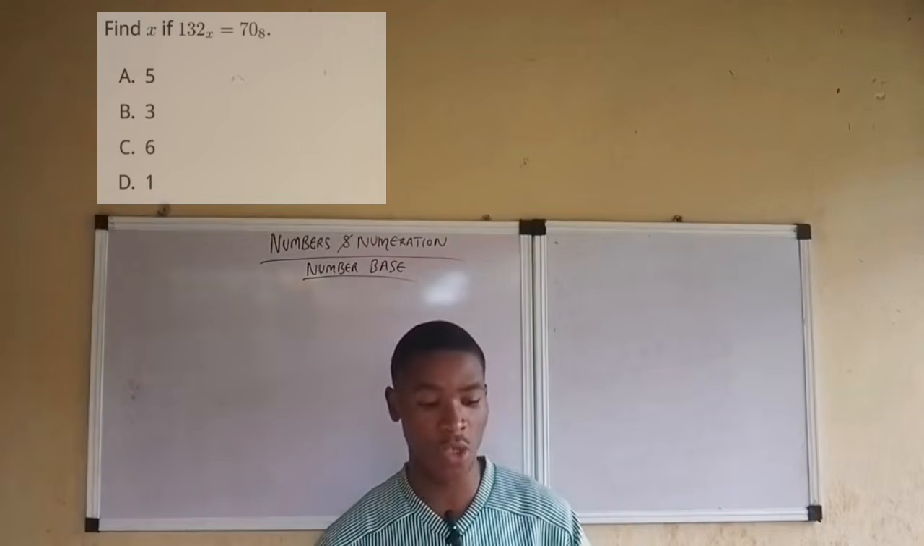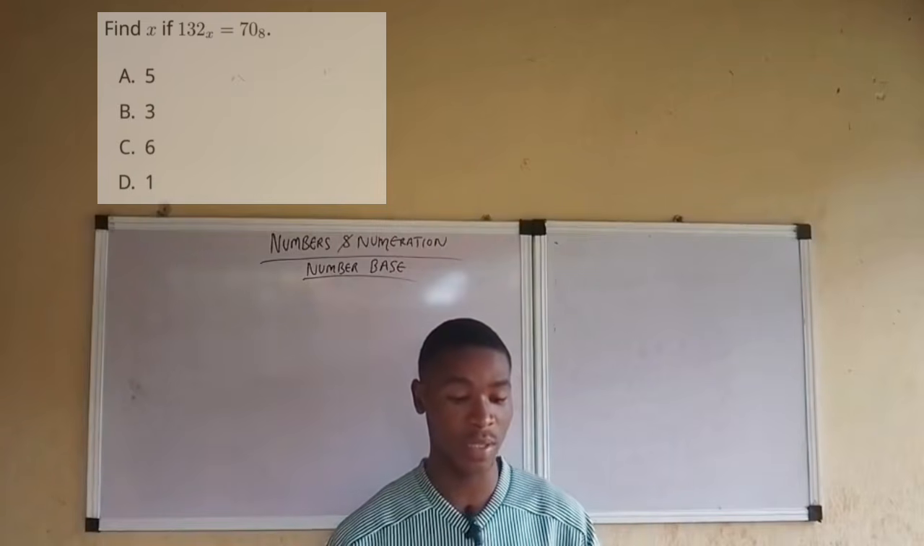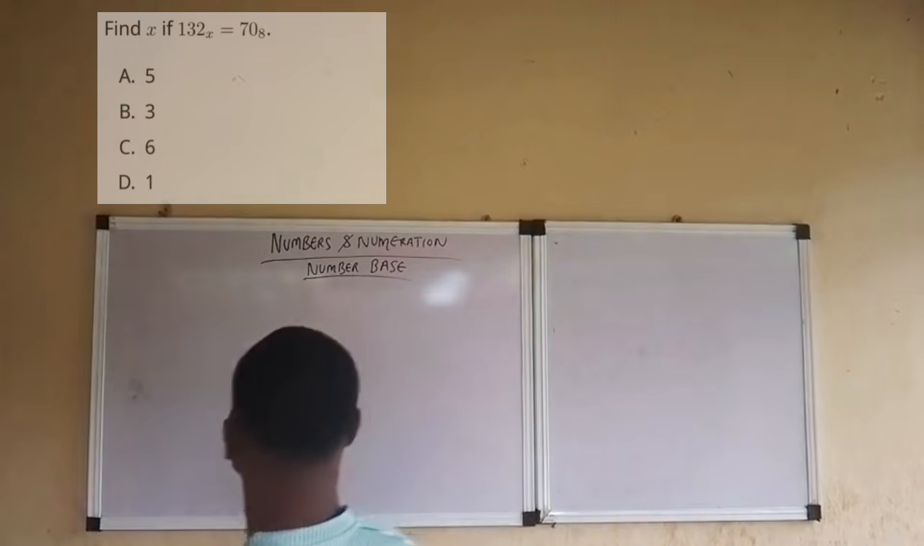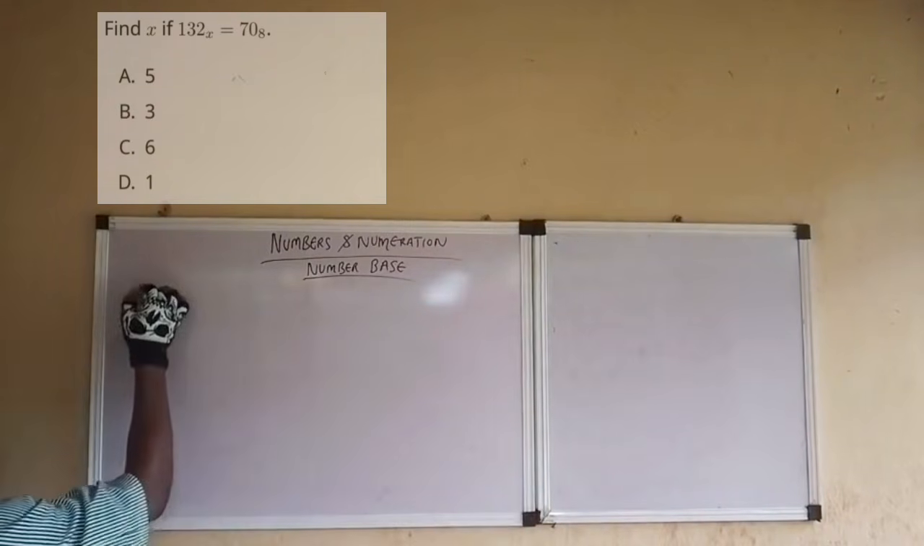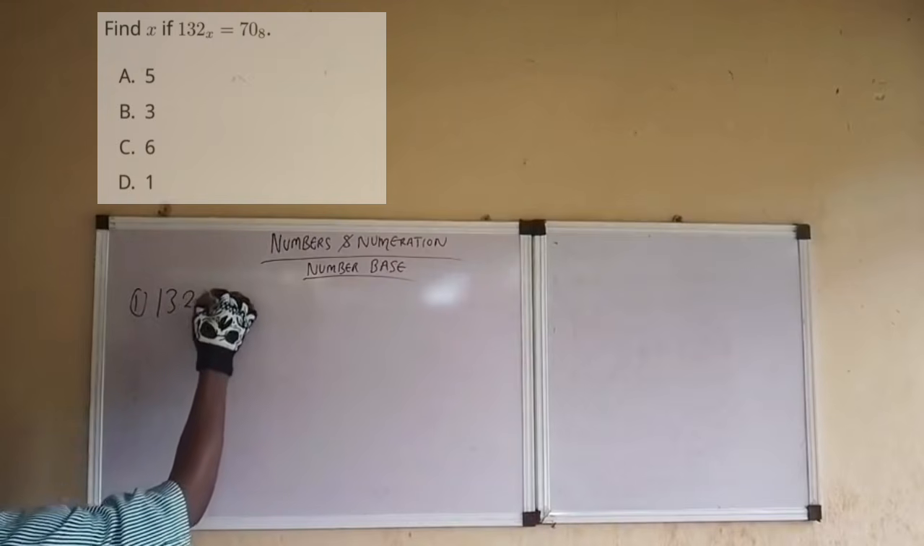So we have several options. Option A says the answer is 5, option B 3, option C 6, option D 1. So real quick, let's get into it without wasting much of our time. So the first question on number base says convert 132 base x.